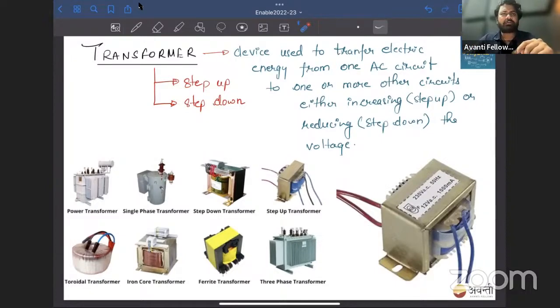What is the work of a transformer? A transformer is a device which converts AC power into AC power only, but by varying the voltage.